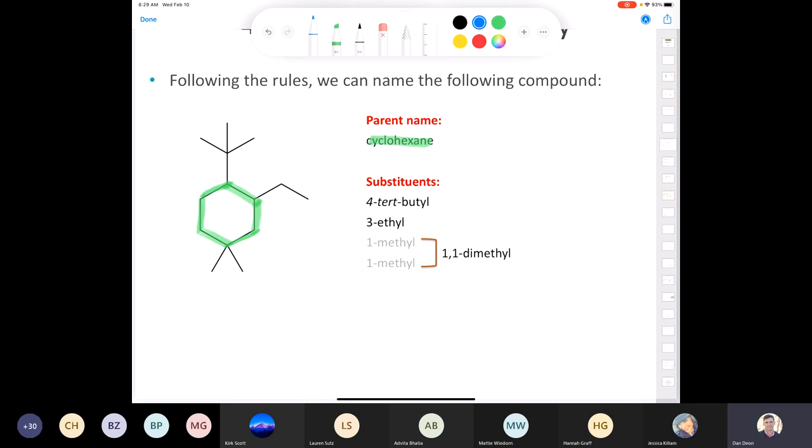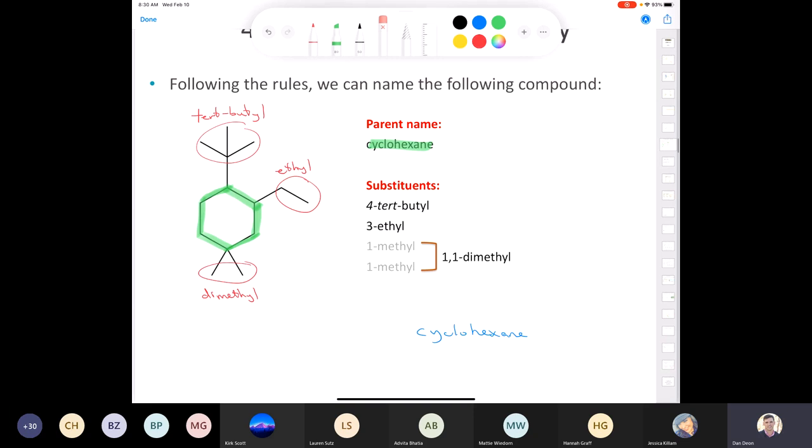So that means that the name always ends with the parent. This compound ends with cyclohexane. The rest, we're going to figure it out. When we go to number this ring, we have a tert-butyl group, and an ethyl group, and these are both methyl groups. So we would call this a dimethyl since they're both on the same carbon. Anyhow, where are we going to start numbering?